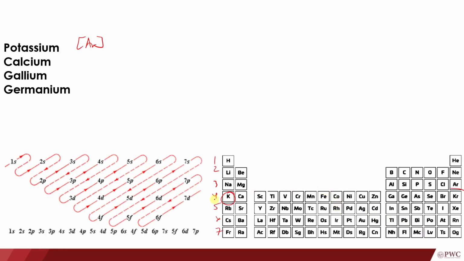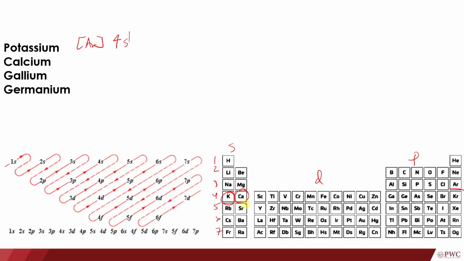So again, it's on the fourth period. So we have 4. Then it's on the S block. Again, S, P, then the D block. So this one is on the 4S. Then it's on the first line. So we have 4S1. Calcium is right after potassium.